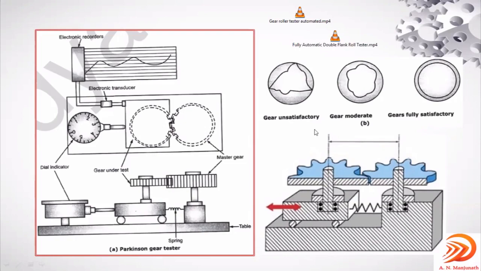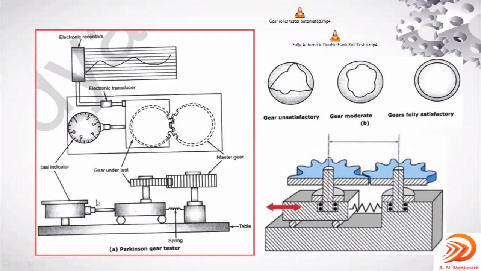And this is the cut section view of this Parkinson gear tester. Calibrated spring. This is floating. This is fixed. This is the master gear, and this is the gear under inspection. And this is the center distance from one to the other. This red arrow mark indicates the movement. Any variation will push it. It will make the differences, and that will be indicated on the dial indicator.